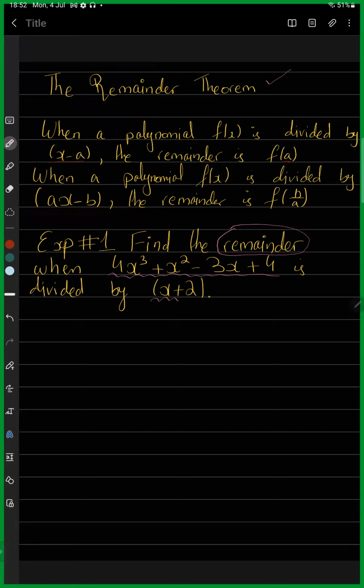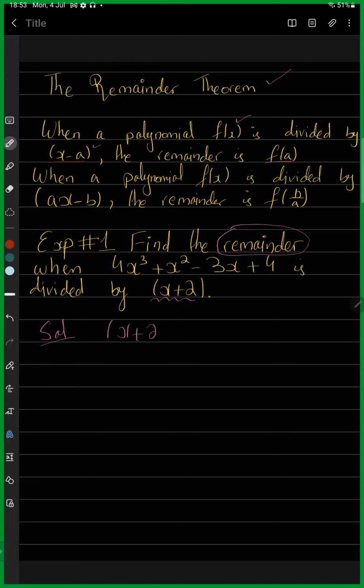When this polynomial is divided by this thing, so here is our dividend, and this is my divisor. Okay, so this was some basic information, and again we are talking about the remainder. So let's talk about the solution. According to the remainder theorem, when f of x is divided by this, the remainder is f of a. So this time around, the divisor is x plus 2.